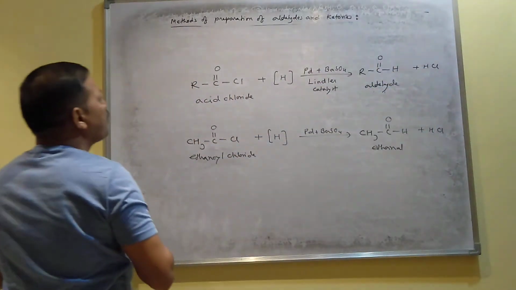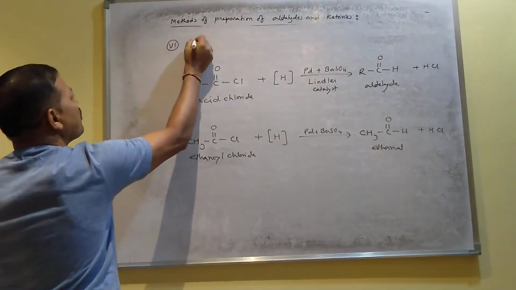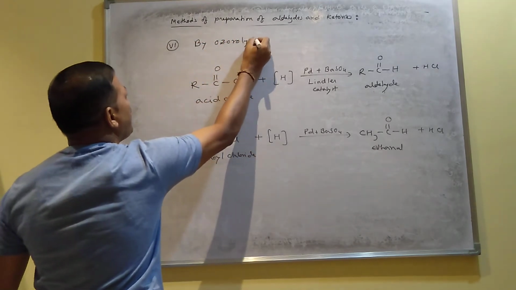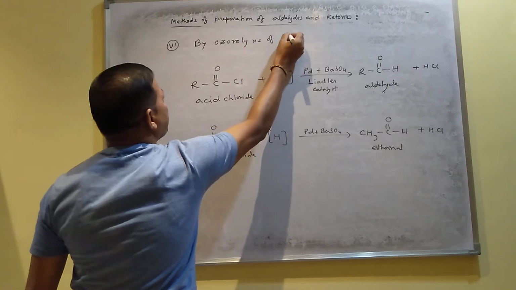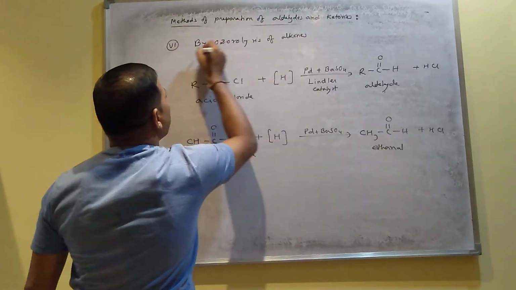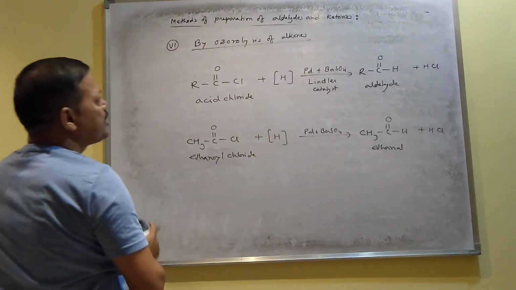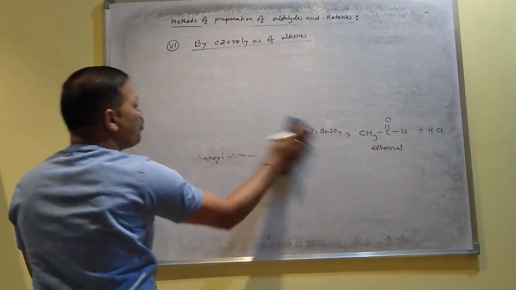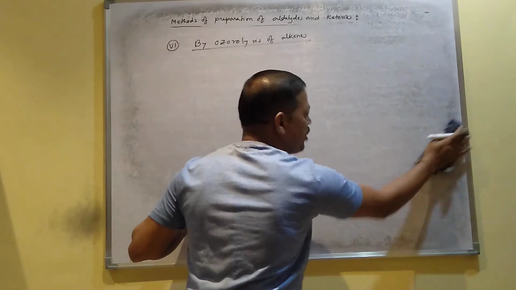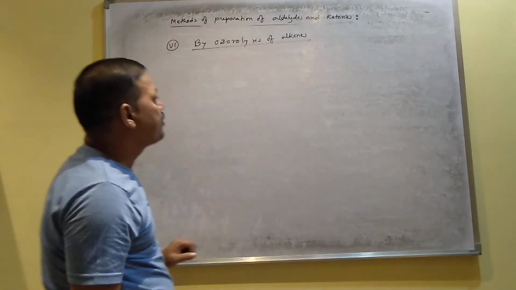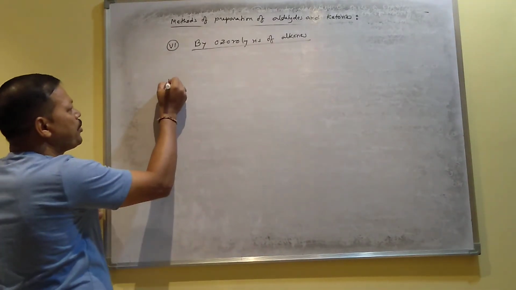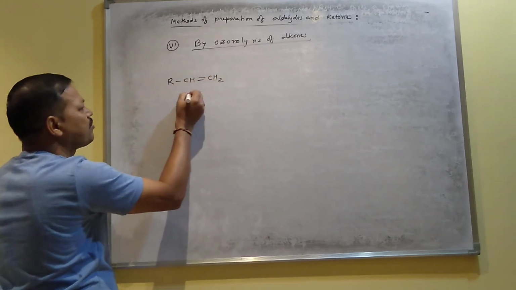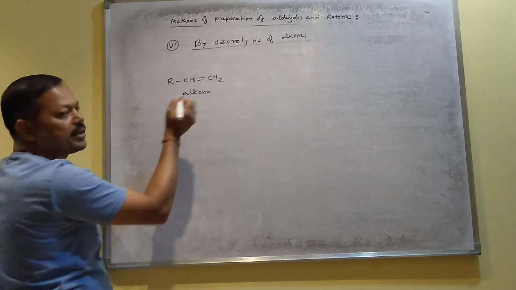Now method number 6, by ozonolysis of alkenes. This is method number 6, and you have come across this reaction in class 11 when you studied alkenes. Let us consider this alkene. Any alkene you can take.